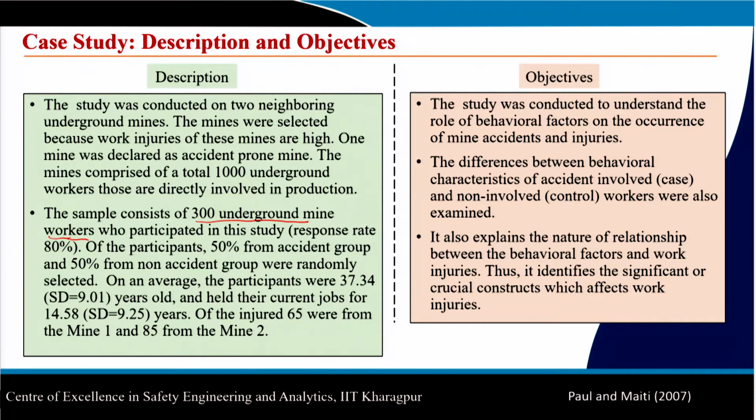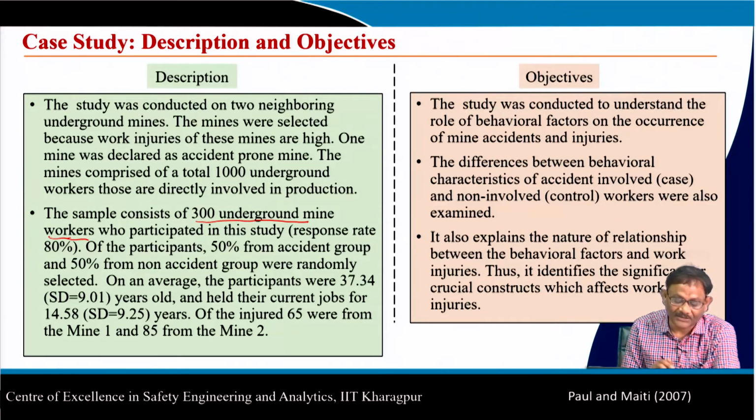One is the accident group, meaning the workers who, in their tenure in that particular mine, have experienced some kind of injuries or accidents, some kind of incident experience. Then another group who have not experienced any such incident. So we have taken 50% of the respondents from the accident group and the other 50% from the non-accident group.